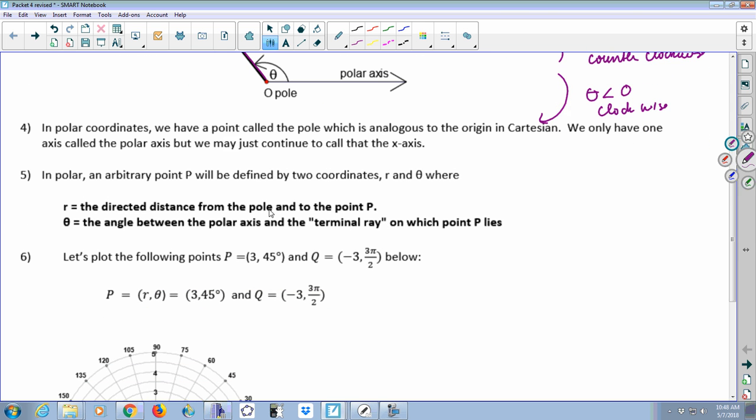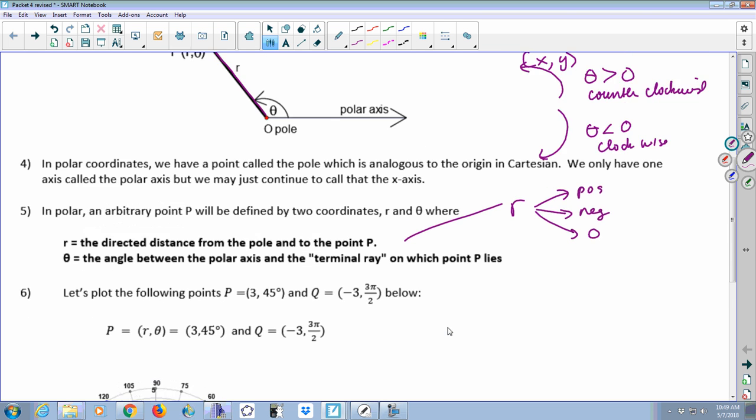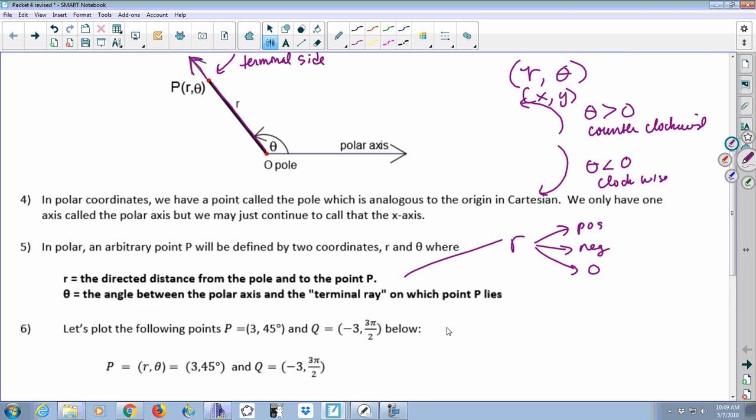So r is the directed distance from the pole to the point. r can be a positive value, it could be a negative value, and it could be 0. And if r is 0, where are you located? You're right there, 0 units away from your pole. So it doesn't matter what your angle is, you're still right there. Your angle has no effect when r is 0.